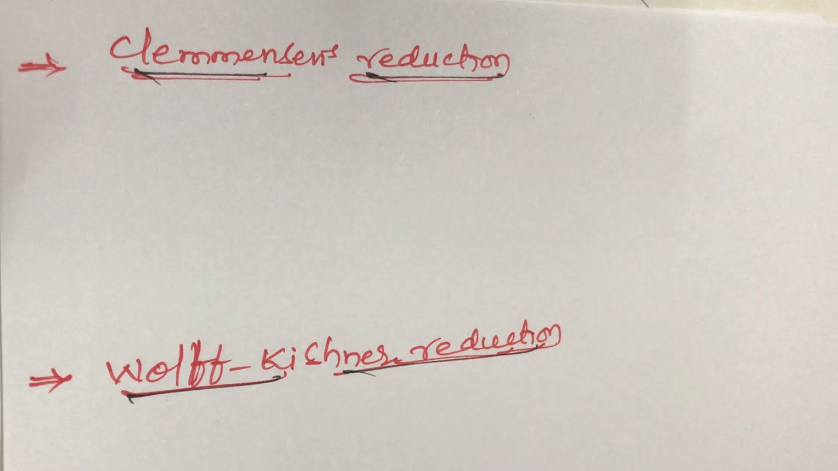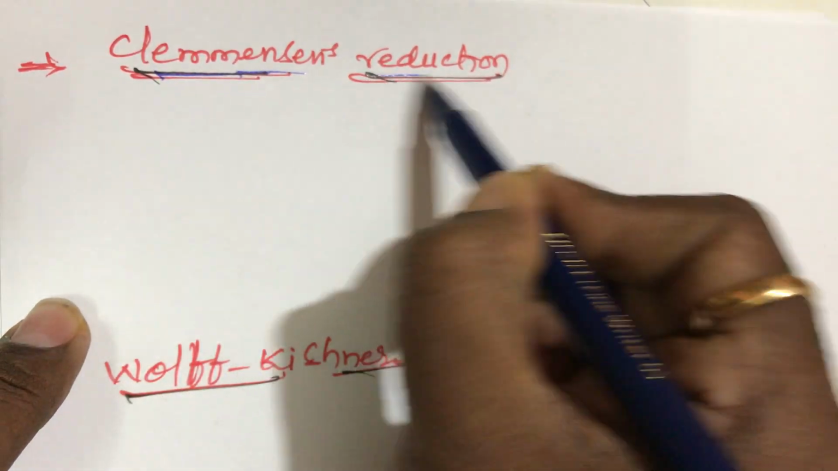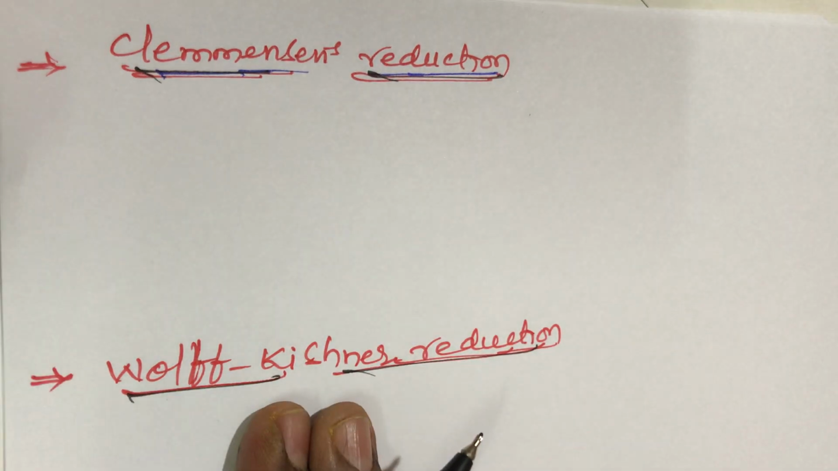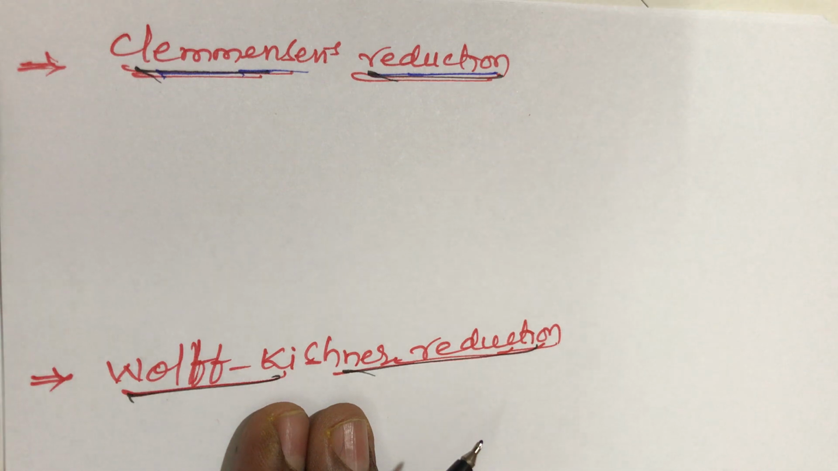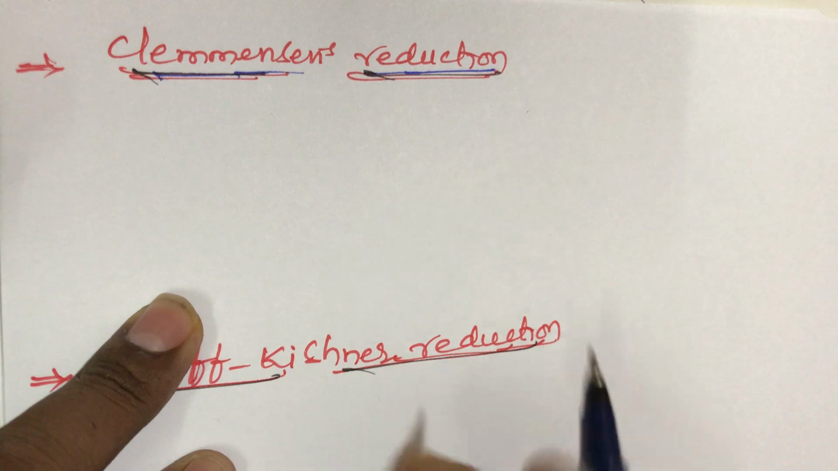Hi students, next continuation, that is the next important named reaction, Clemmensen reduction. What is the use of Clemmensen reduction, students? In this Clemmensen reduction, both aldehydes and ketones are converted into alkanes. It is very important, students.